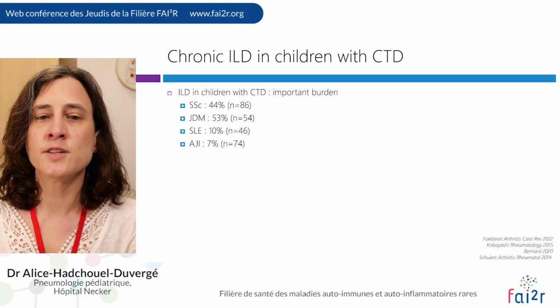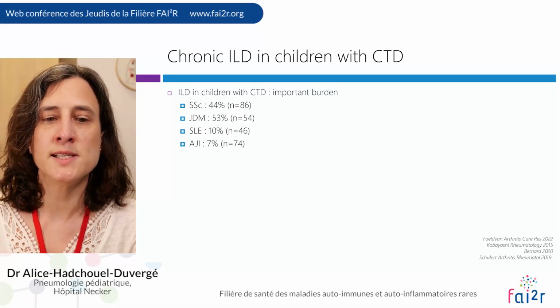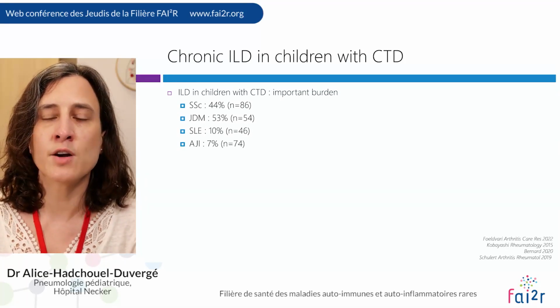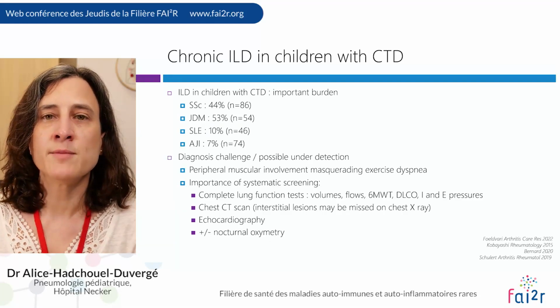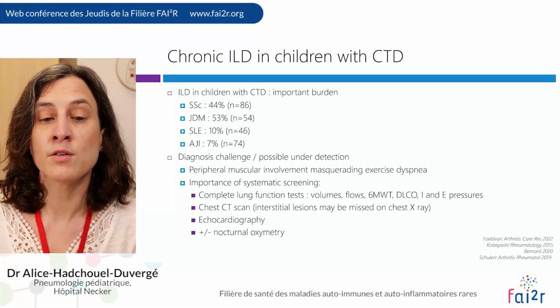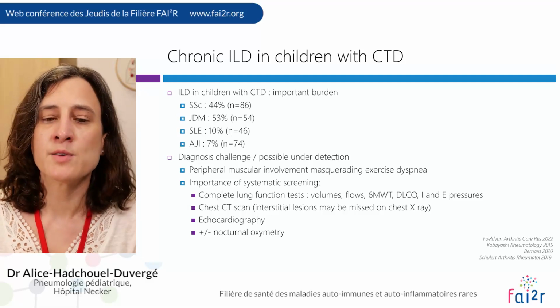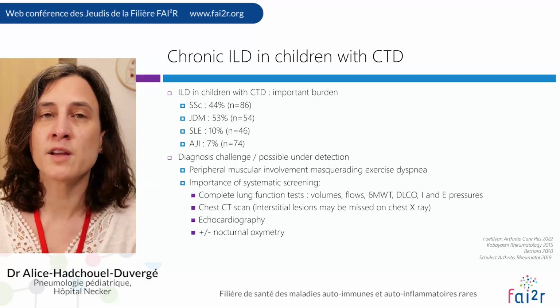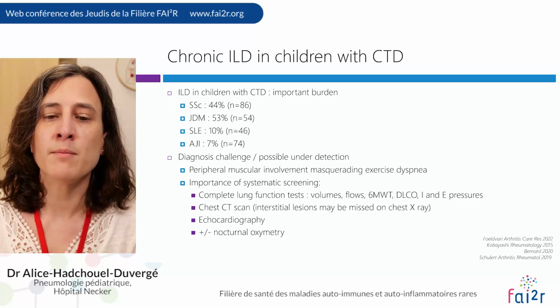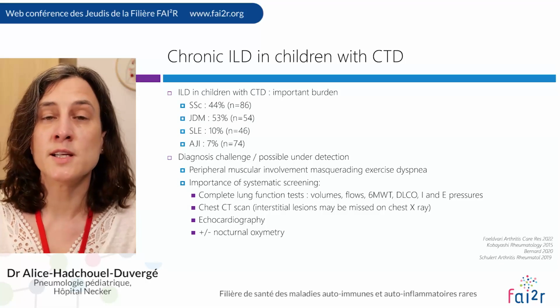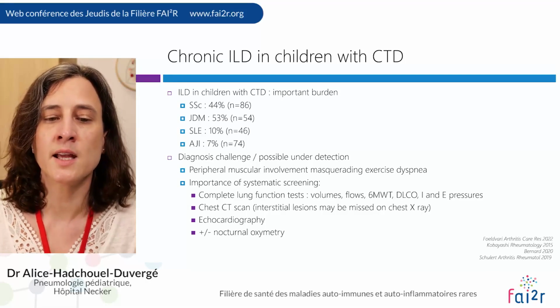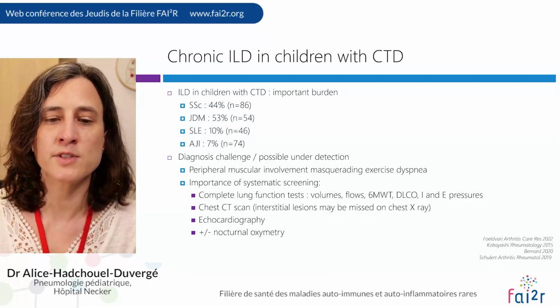Regarding chronic interstitial lung disease in children with connective tissue disease, we previously mentioned the frequency of this involvement. The diagnosis is sometimes challenging because the child may be asymptomatic for long, and there is a possible underdetection because the peripheral muscular involvement may masquerade the existence of an exercise dyspnea. So there is an importance of the systematic screening by complete lung function test, chest CT scan, and also echocardiography and nocturnal oximetry.